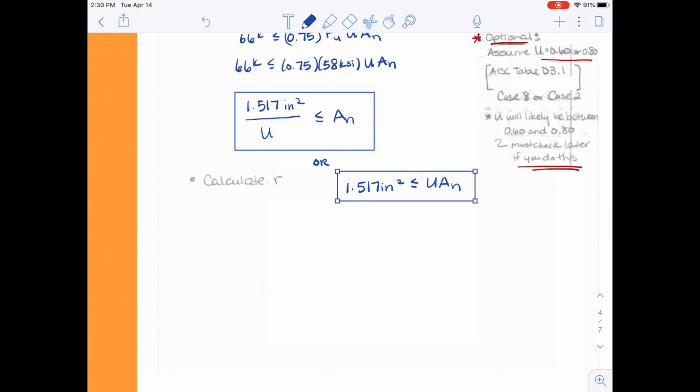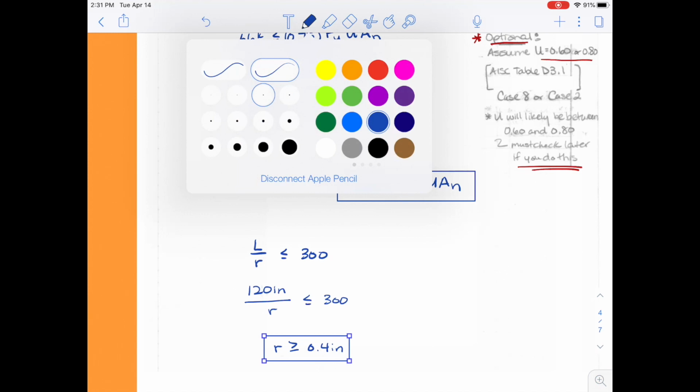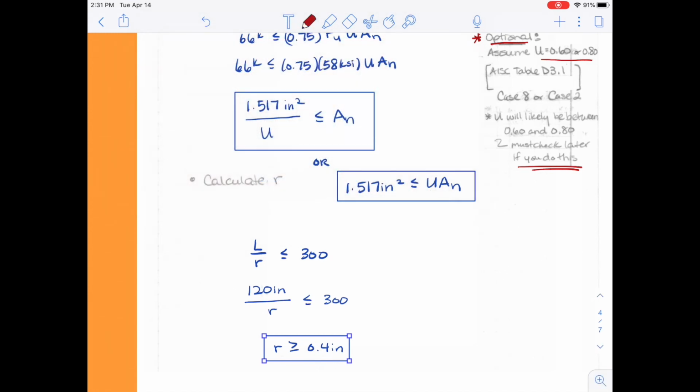All right, the final thing that we can do that's pretty easy when we're selecting out of the manual is to look at the slenderness limitation. Now again, remember this is just a recommendation. L over r has to be less than or equal to 300. So our length from our given problem was 10 feet or 120 inches. That means that r has to be greater than or equal to 0.4 inches for this member. And we can pick r out of the table, so that's nice to include as we're trying to select a member that will become a good candidate for this particular design, the design of member HI.